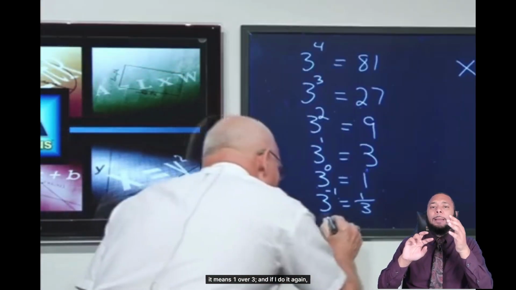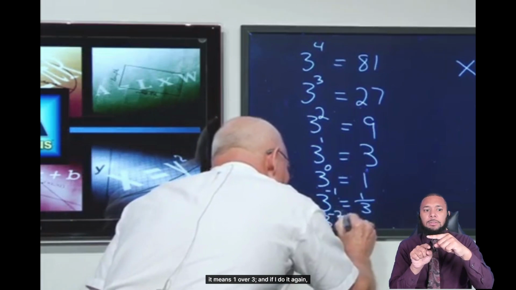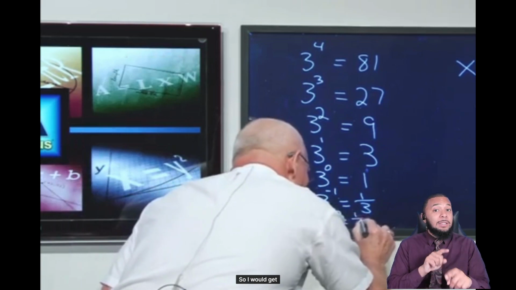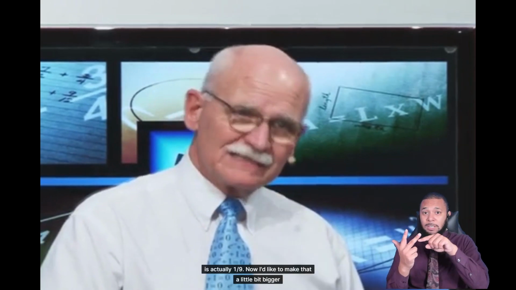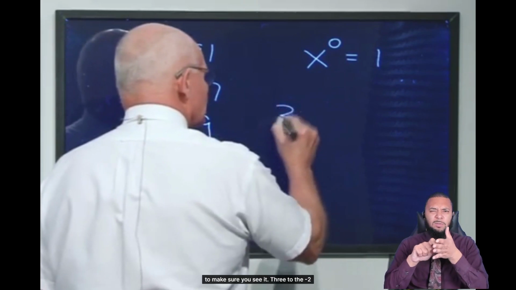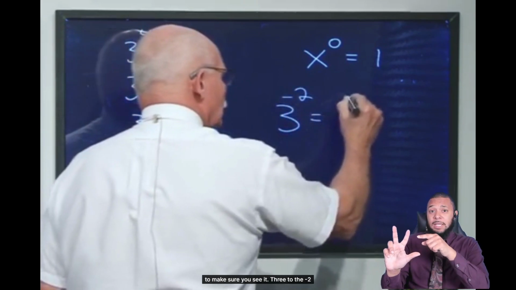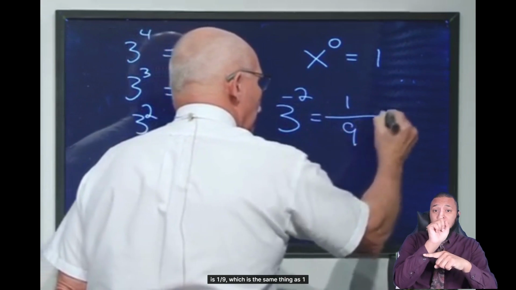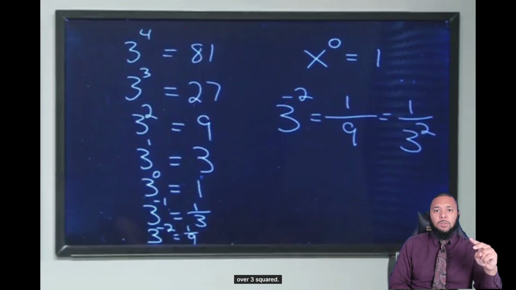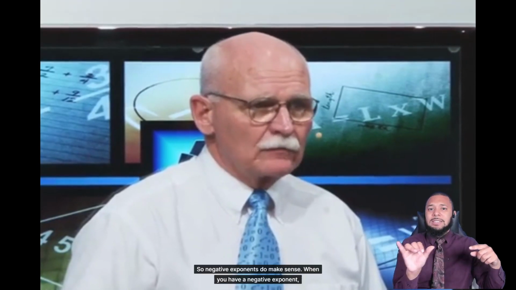And if I do it again, I would have to take that number and divide it by 3, which is the same as multiplying by 1/3. So I would get 1/9. 3 to the negative 2 is actually 1/9. Now I would like to make that a little bit bigger to make sure you see it. 3 to the negative 2 is 1/9, which is the same thing as 1 over 3 squared. So negative exponents do make sense.